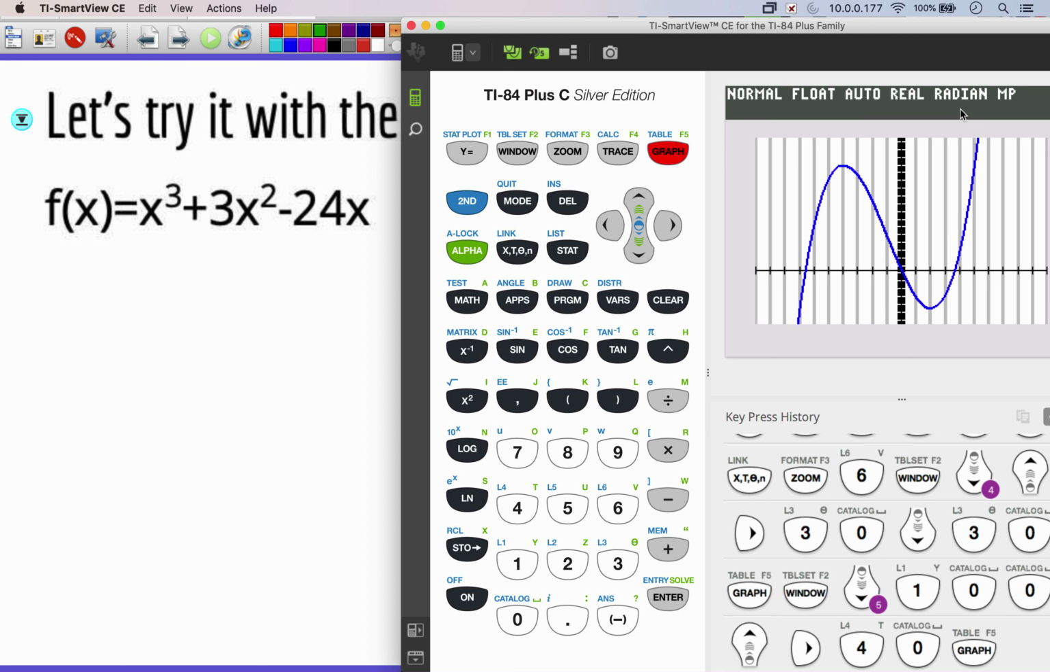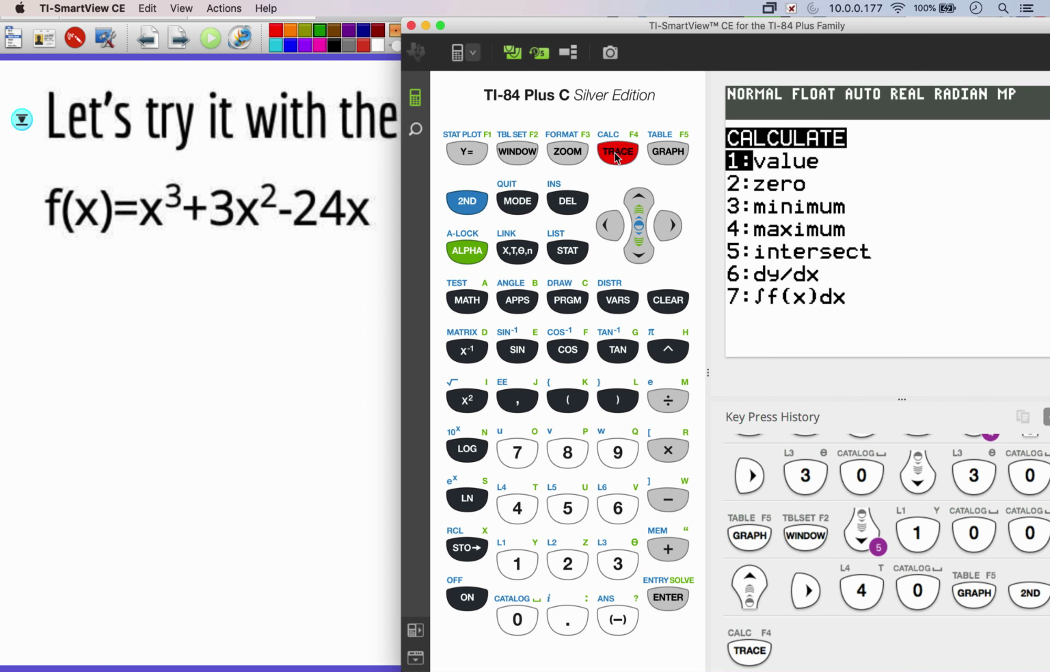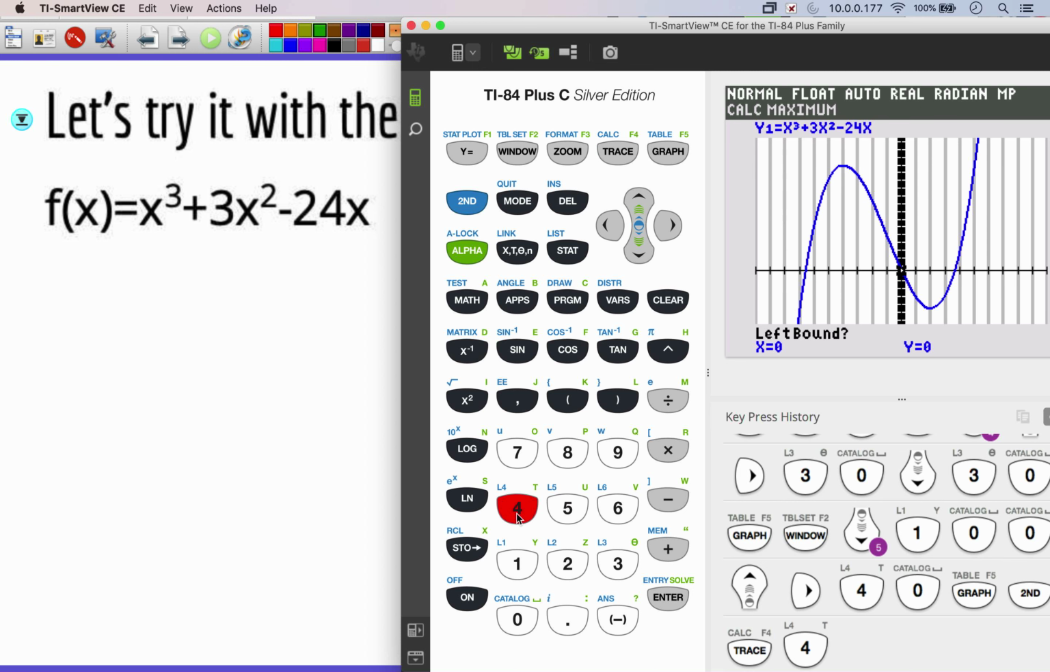Okay, so now that I can see the relative maximum and minimums, I can use this trick here. Second, calculate, a little calc up there, and you see options 3 and 4, minimum and maximum. That's what we want. So I'll do the maximum first. So I'll press 4. And it starts asking questions at the bottom. Left boundary. So I need to pick a number that's obviously to the left of this maximum here. So maybe I'll pick like -7.